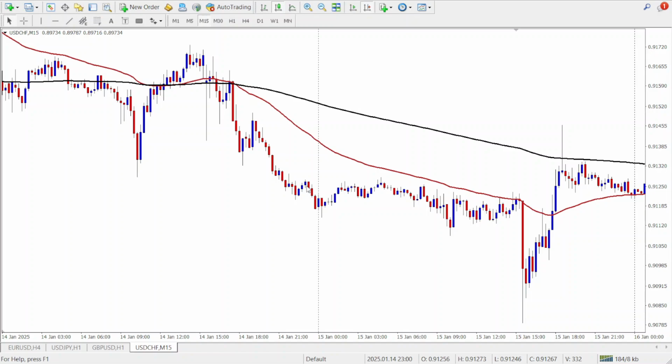Then for a bearish crossover, when the short-term moving average crosses below the longer-term moving average, it's a bearish signal indicating a potential downtrend. In this case, you might consider entering a sell position. Now let's talk about time frames.